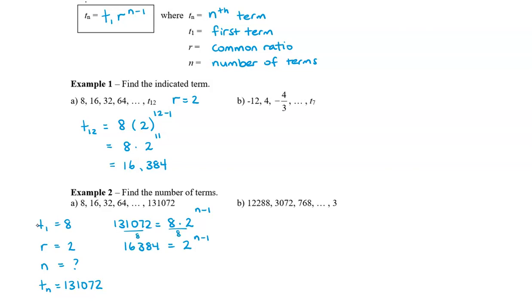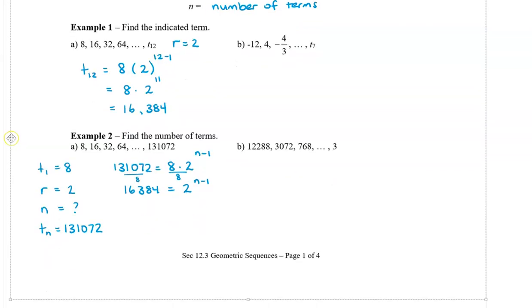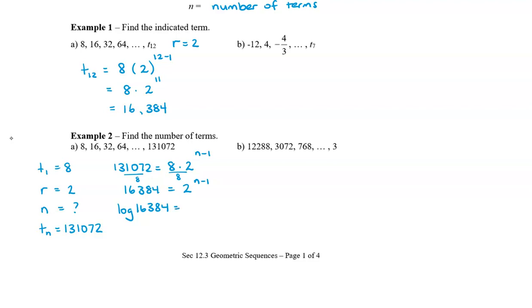All right, now you'll notice that n is in the exponent, so we'll have to do something that we've learned before, which is we need to log both sides so we can bring the exponent down. So we're going to log the 16,384. We're going to log the right side, but remember when we do that, the n minus 1 comes down to the front. So we'll have n minus 1 times log 2.